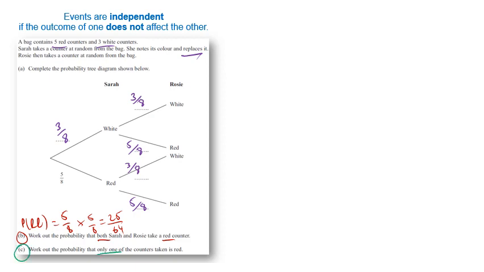So we want only one of the counters to be red. There's 2 ways that can happen. It could be that the first one's white and the second one's red. Or it could be that the first one's red and the second one's white. We need to work out the probabilities for each of these and then add them together.